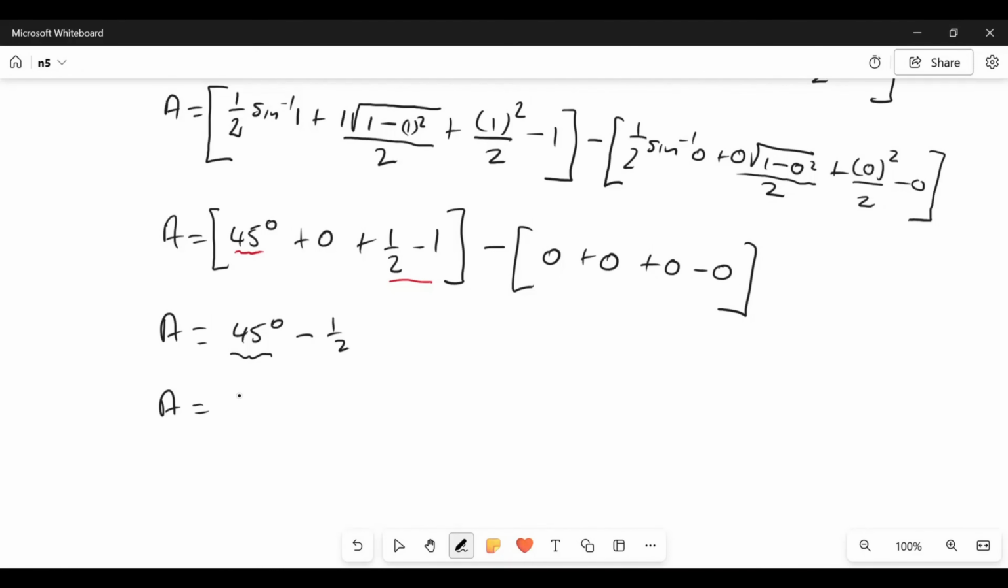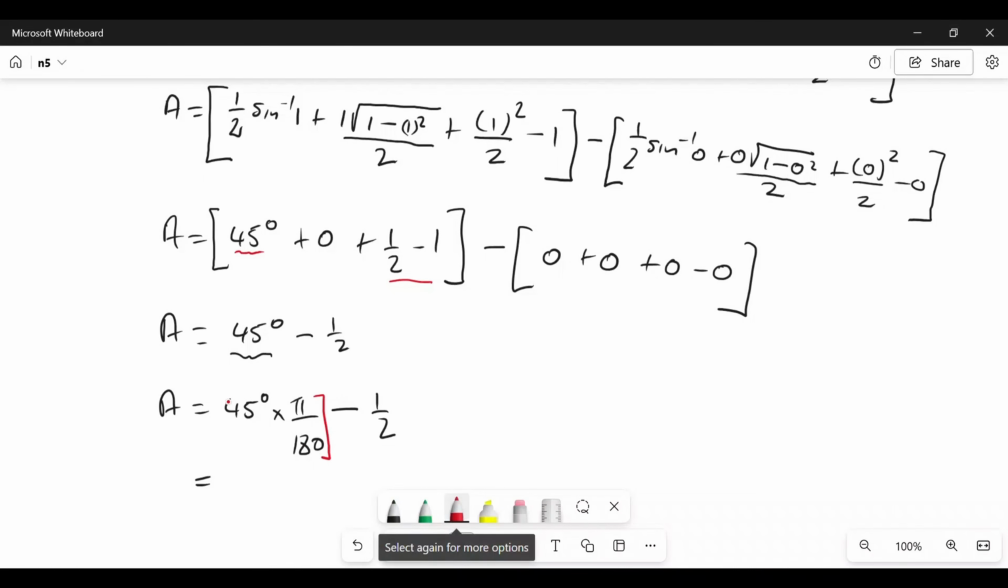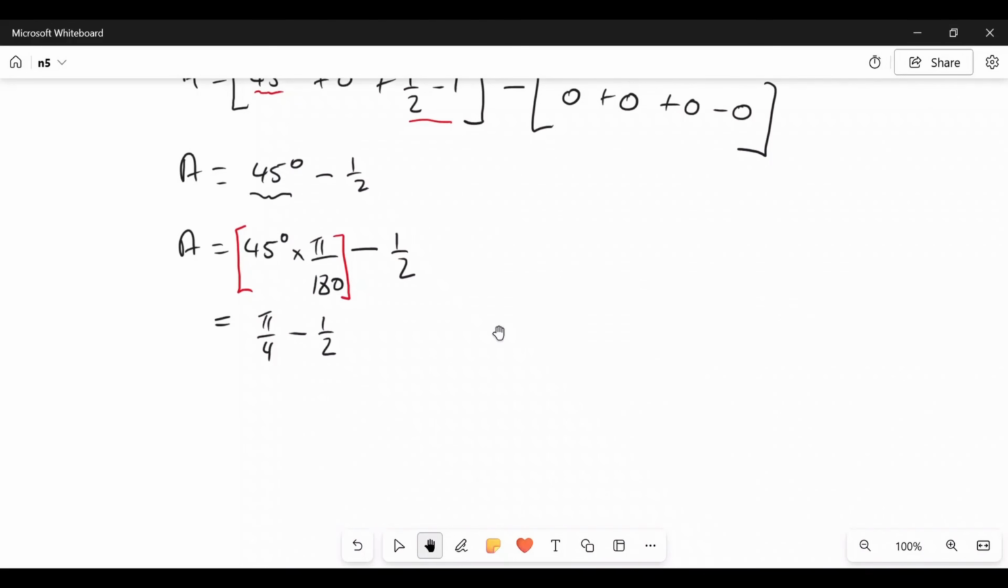So when you change that into rads, it's 45 degrees multiplied by pi over 180, and then minus half there. So this here, let me just put it inside the bracket. This here is going to give you pi over 4 minus 1 over 2. There we go. So with this, you can now use a calculator. You can get your final answer. So our final answer is actually 0.285 unit square.